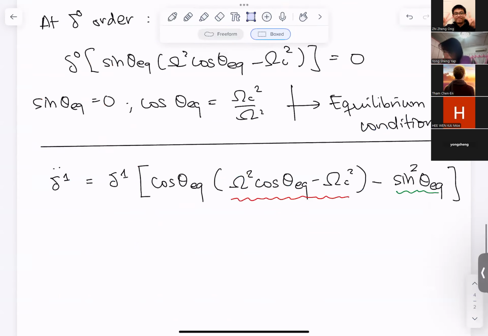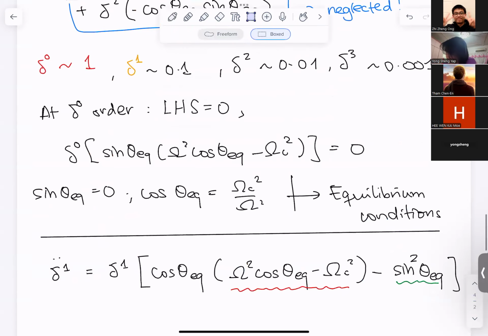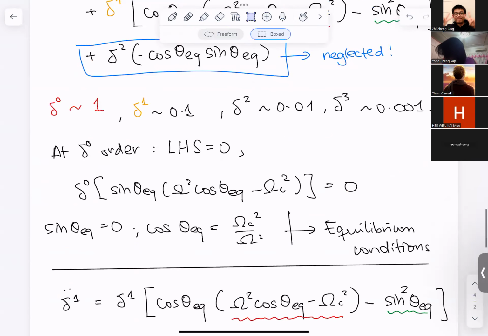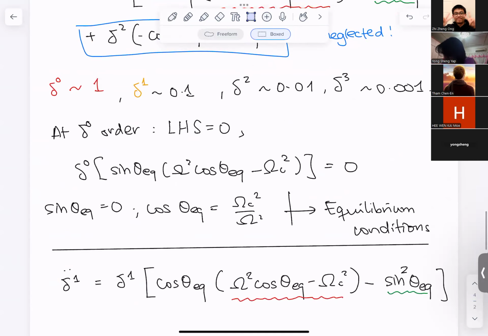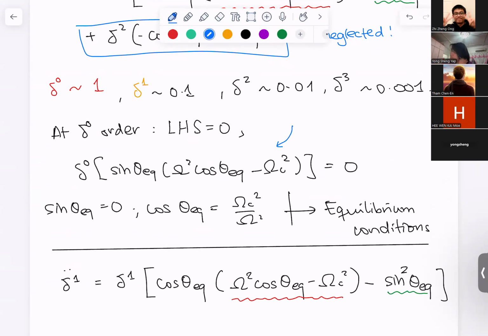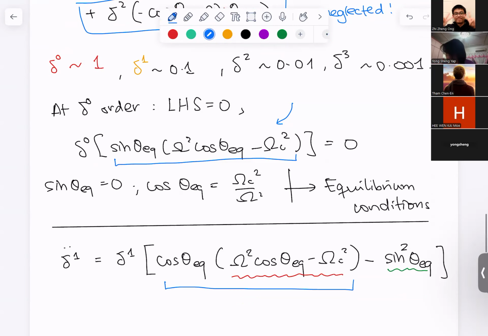Okay, so we have something interesting going on. If you look here, we see that sine theta eq omega squared cosine theta eq minus omega c squared is exactly this thing over here, and this basically is zero. It's basically zero. All right.